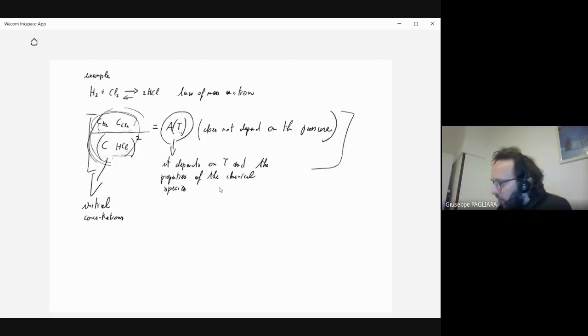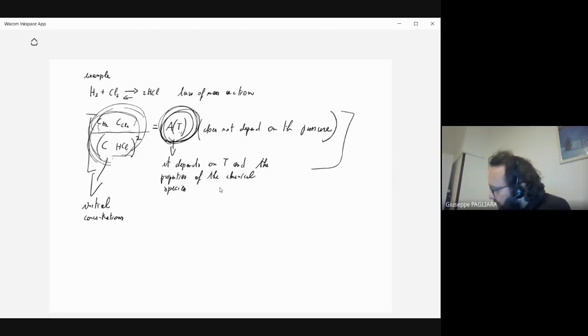So if A is large, we have a small concentration of ACl. Whereas if A is small, at equilibrium, of course, we have a large concentration of ACl. And so therefore, the reaction will move in such a way in order to reach this number here. So if this number is larger than A of T, that means that you have too small a concentration of ACl, and the reaction will proceed from left to right.